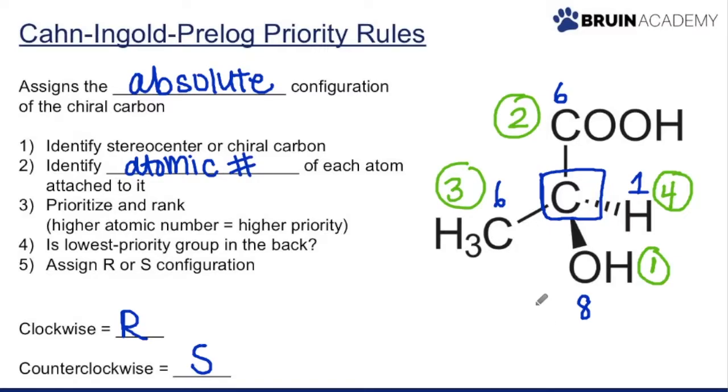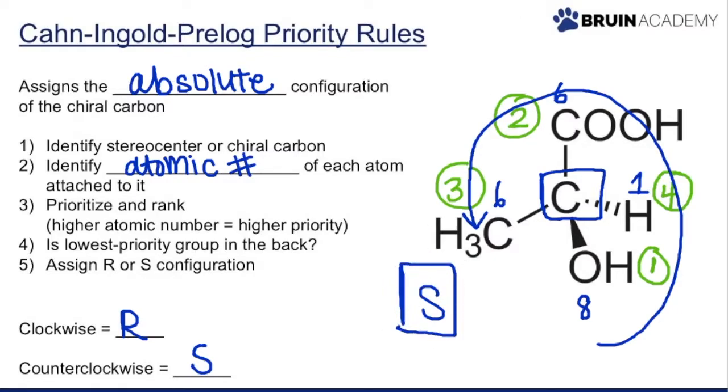Looking at this, we really just need to focus on the 1, 2, and the 3 here. If you look at it, you can see that it goes 1, 2, 3. If you were to imagine how this molecule would be if it was facing you directly, with the hydrogen pointing in the back, you'll see it actually goes in this counterclockwise direction. So we're going to give this molecule an S configuration.